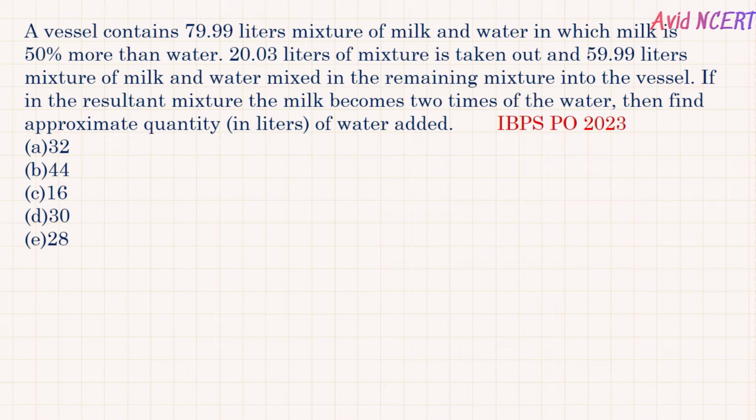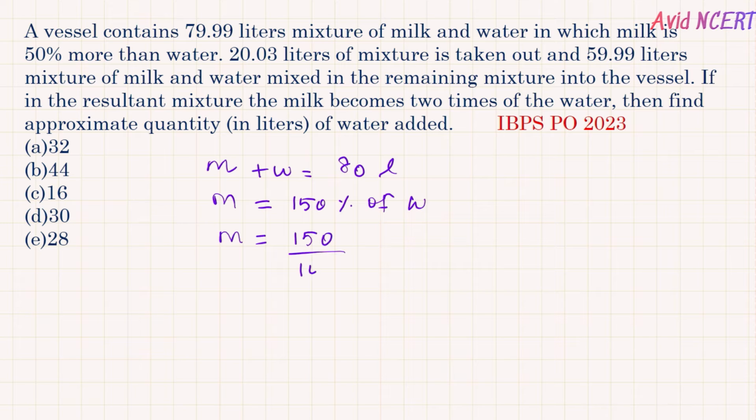So the first step, from the first sentence: a vessel contains 79.9 liters of a mixture of milk and water. So milk plus water is equal to 79.9 liters, which I'm taking as 80 liters. Milk is 50% more than water, so milk equals 150%, that is 100 plus 50, of water. Therefore milk equals 150 divided by 100 times water. Simplifying this, the 0 gets cancelled, 5 times 3 is 15, 5 times 2 is 10, so milk equals 3 by 2 of water.